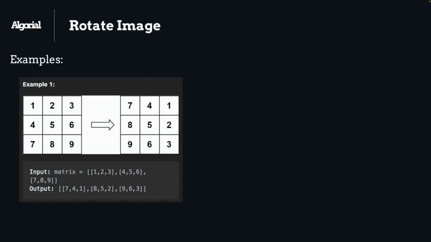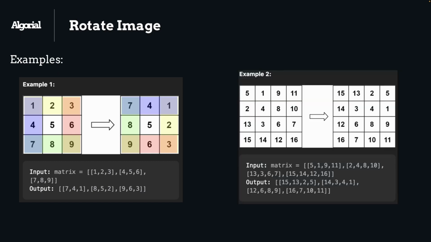First example, as you can see, the top edge moved to the right, the right edge moved to the bottom, the bottom to the left, and finally the left to the top. That is what this question means by rotating 90 degrees clockwise. Second example, again, rotating 90 degrees clockwise would be like that.